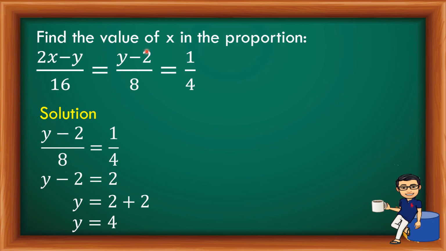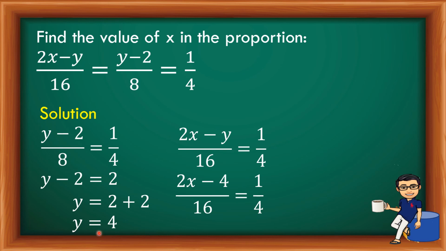So the next step is to solve again any of the expressions in the equation. For instance, we are going to use (2x - y)/16, this time equal to 1/4. Because we have already the value of y, which is 4. So we are going to substitute the value of y. So what happened? Copy 2x, then y is equal to 4 here. So the y becomes 4, over 16 is equal to 1/4.